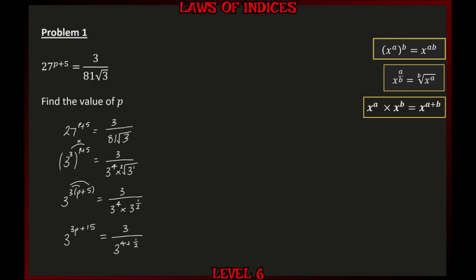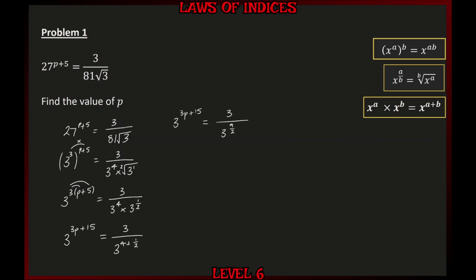Now, staying with the denominator on the right hand side, we can simplify this by adding together 4 and a half. So this becomes 3 over 3 to the power of 9 over 2. And the left hand side of the equation is still 3 to the power of 3p plus 15.